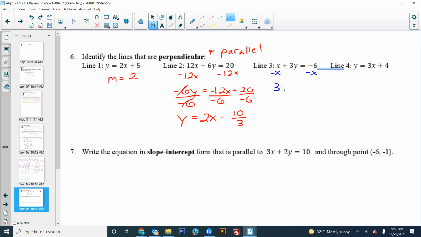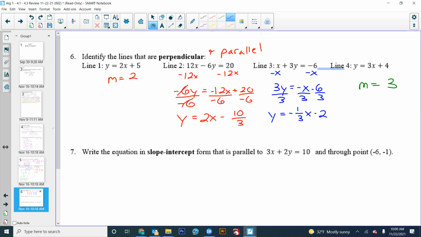So we get 3y equals negative x, and I'm going to answer the question about parallel or perpendicular later, once we get all these solved. Last step: divide by 3. So y equals. Don't forget, there's a 1 in front of that x. So negative 1/3 x minus 2. And the last one is already solved for. So m is 3 in that one.